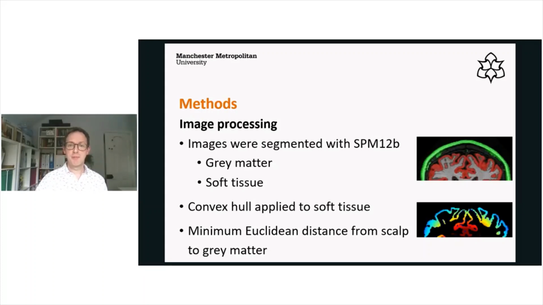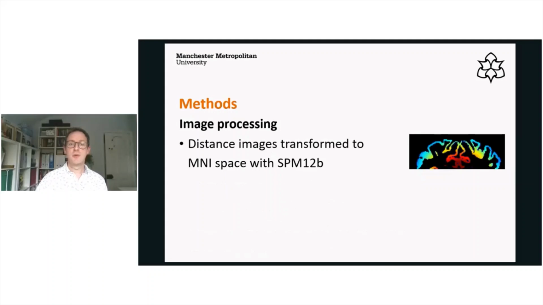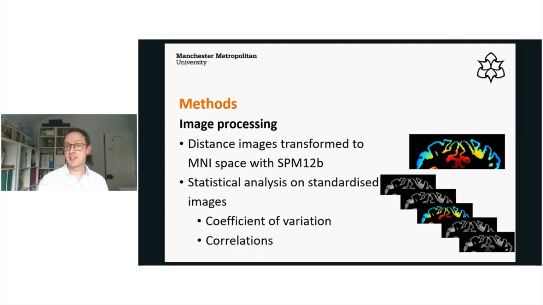So we do that for each person. We can then take those distance images and transform them into a standardized space, in this case MNI space. And having everything in a standardized space means that we can do group statistics on everybody's image all in one go. So in this presentation, I'm only going to talk about the coefficient of variation and some correlations.